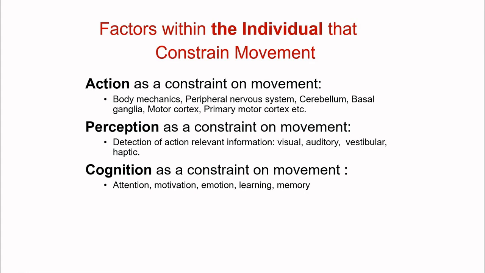There are three primary factors within the individual that constrain movement: action, perception, and cognition. The term action includes the effects of body mechanics and the functional motor contributions of various neural structures, such as the peripheral nervous system, the cerebellum, the basal ganglia, the motor cortex, and the primary motor cortex. Body mechanics relates to the mechanical constraints of the body that are relevant to action.